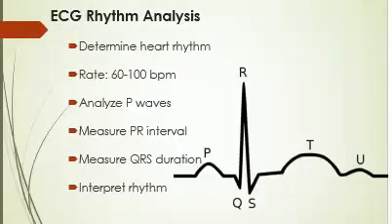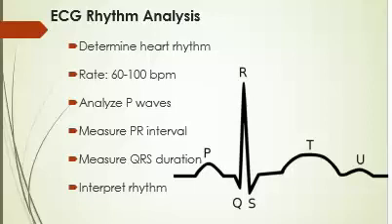So once you get in front of a rhythm, don't get all bent out of shape, because systematically, if you do the same thing every time, you will be able to determine what the cardiac rhythm is. So the first thing you want to do is determine if the rhythm is regular or irregular.